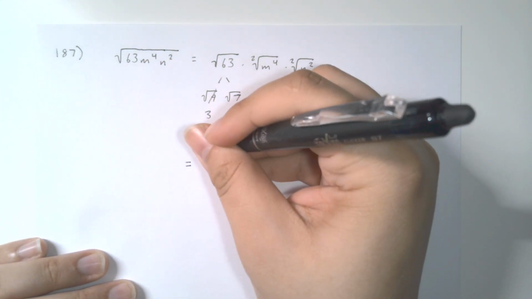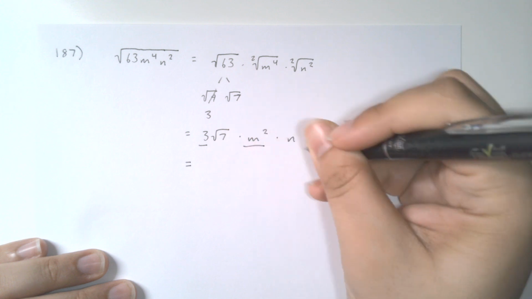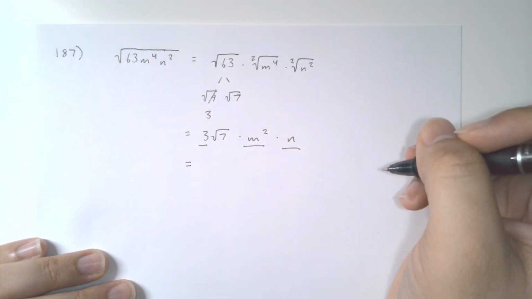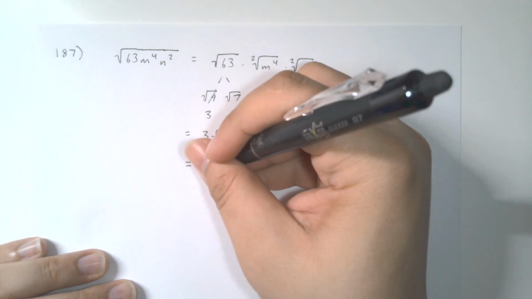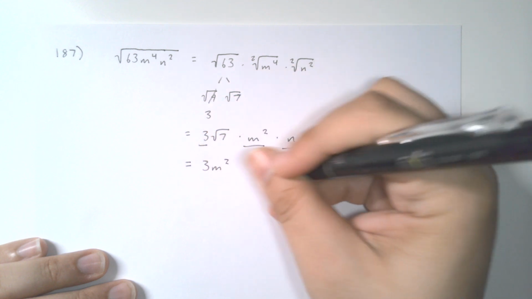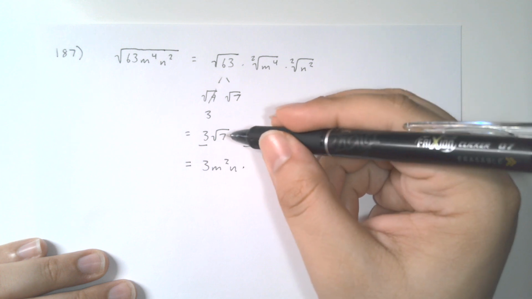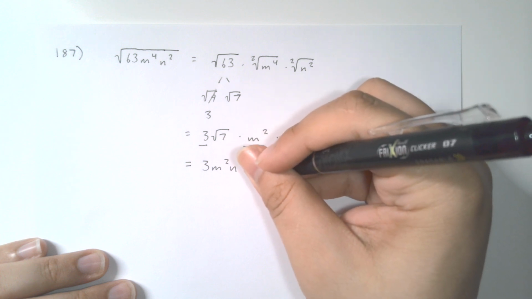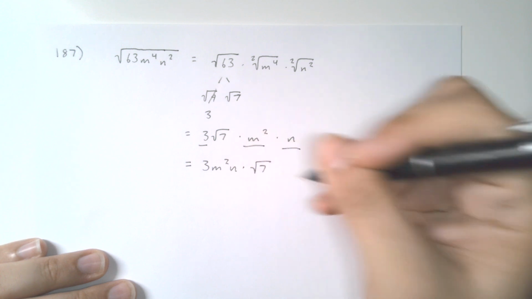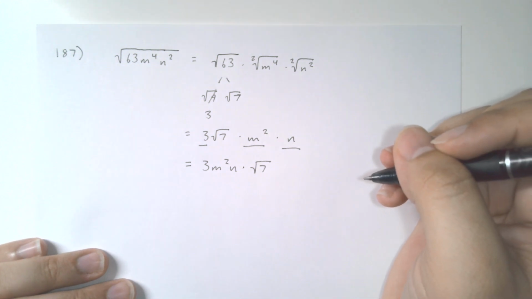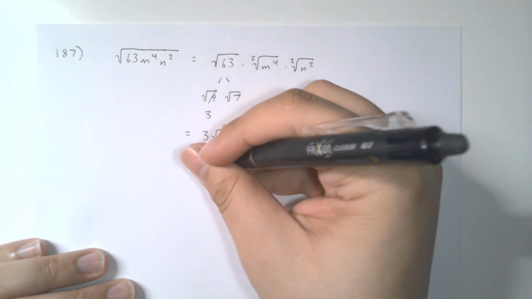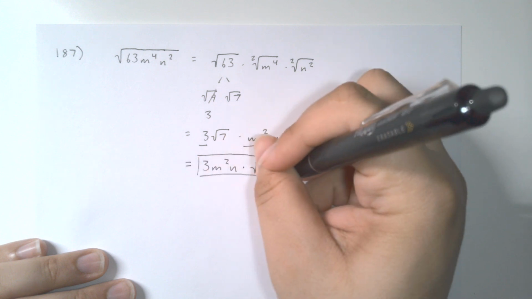All the stuff on the outside of the root, we're going to multiply together. We have 3 m squared n, and then times whatever is on the inside of the root. In this case, it's only a square root of 7, so square root of 7. And this is our final answer.